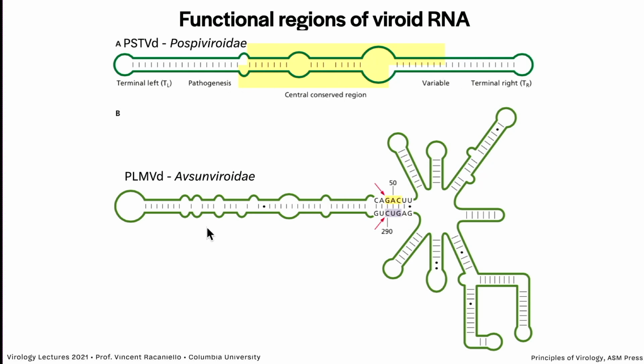And then at the bottom here is a member of the Avsunviroidae, but this one has the ribozyme. So you can see these are longer and more extensively base paired. This sequence right in here is the self-cleaving sequence, the ribozyme, and it will cleave itself. And the reason for that will become evident to you in a moment. You know, why these things should have that.